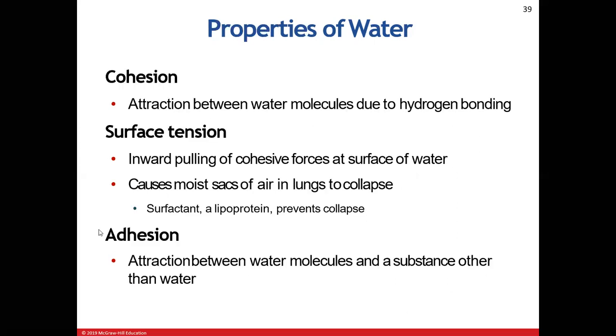We have cohesion, again, because of hydrogen bonding. It allows the water molecules to create this attraction between each other. And so we have this cohesion of the water molecules, which then leads us to the second part, which is surface tension. Surface tension takes these cohesive forces and pulls them inward at the surface of water. And this helps to cause moist air sacs in the lungs to collapse and expand. And then we also have a surfactant, which is a lipoprotein, and this prevents the actual collapse of our lungs.